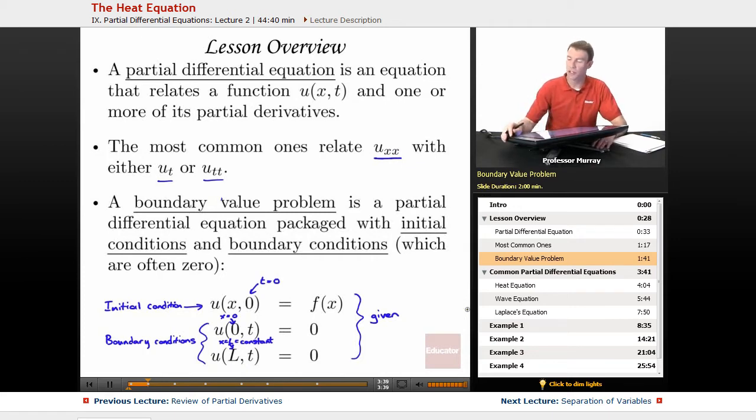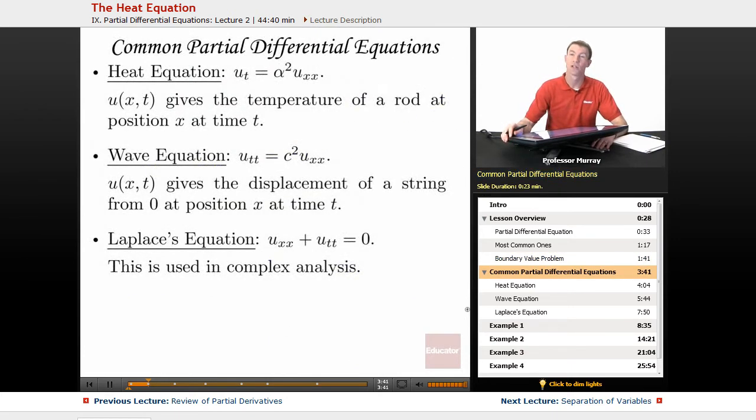So let's introduce the most common partial differential equations. There are three very common ones. They're known as the heat equation, the wave equation, and Laplace's equation. Each one takes quite a long time to really study and solve, so you end up studying these same equations over and over again. Once you learn each one, then you really have a good grip of partial differential equations.